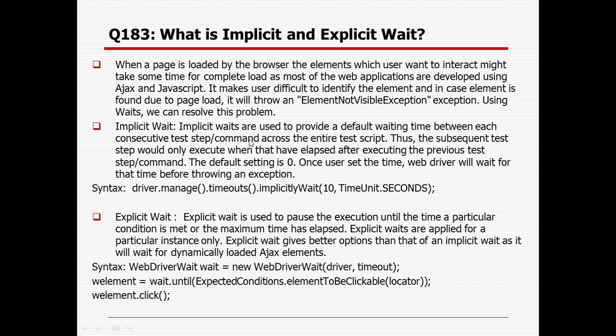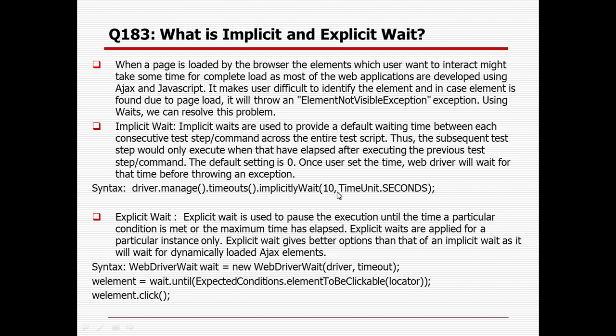What does it mean by implicit wait? Implicit wait is used to provide a default waiting time between each consecutive test step or command across the entire test script. Thus, the subsequent test steps should only execute when that time has elapsed after executing the previous test step or command. The default setting is 0. Once the user sets the time, WebDriver will wait for that time before throwing an exception. Syntax is driver.manage().timeouts().implicitlyWait, and here you need to give the time unit, TimeUnit.SECONDS, and here whatever time you can wait for any time.